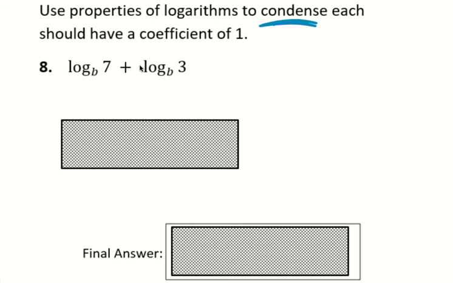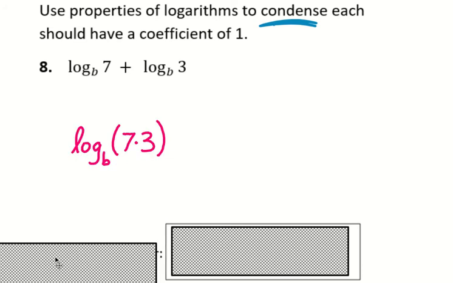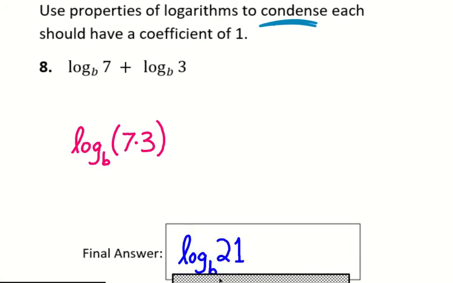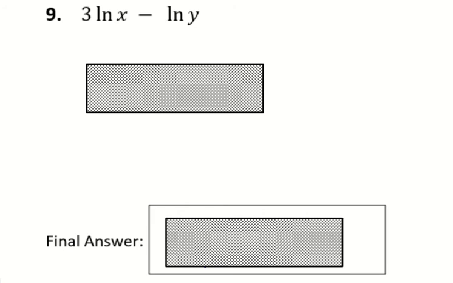But here we're good to go on the product rule, and we can smush these logs into one log, or condense the logs into one log, and that's going to be the log of a product. It's the product rule. And so the final answer, which you're probably going to want to have, is the log of 21 base b. And that's done. No other properties to apply.